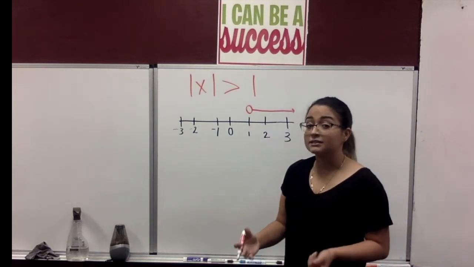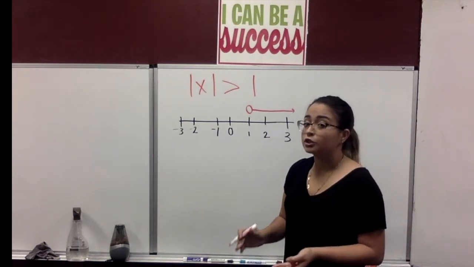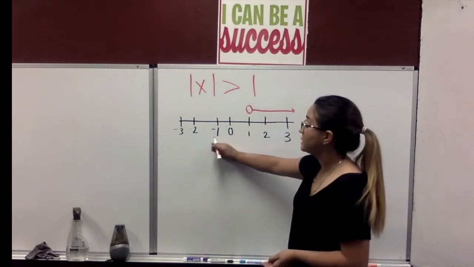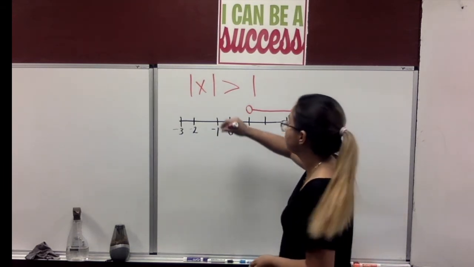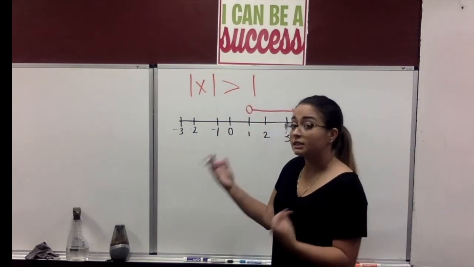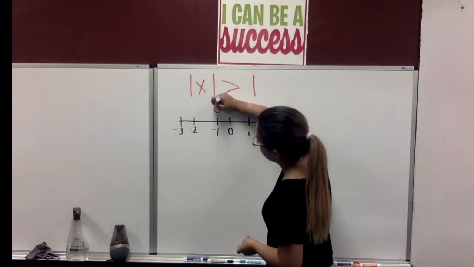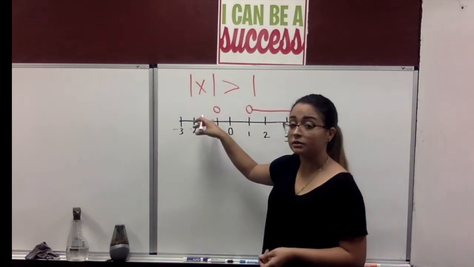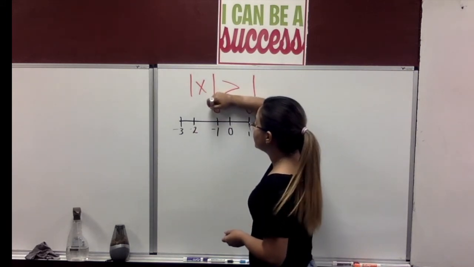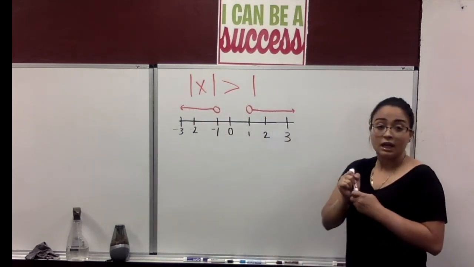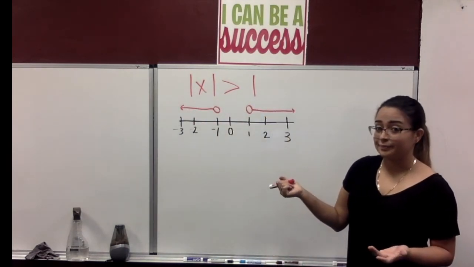Again, this is for absolute value, so that means the distance from 0, which means that it can also be -1. It'll be graphed in a similar way, with our same circle, but going in this direction. And that is how we graph it.